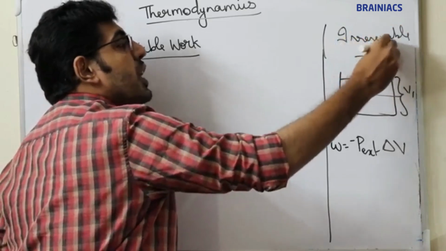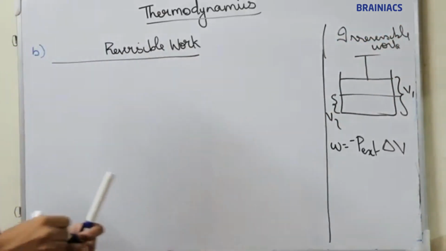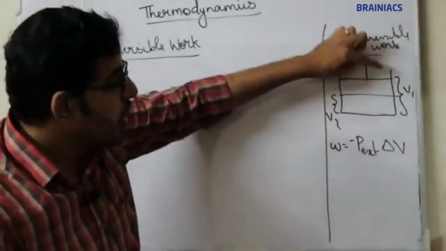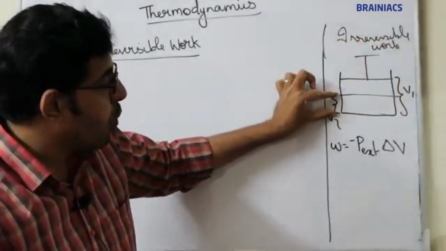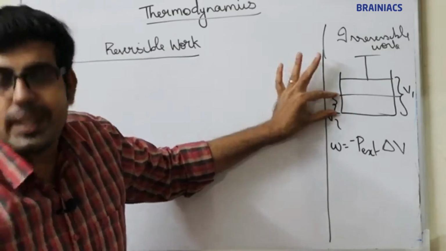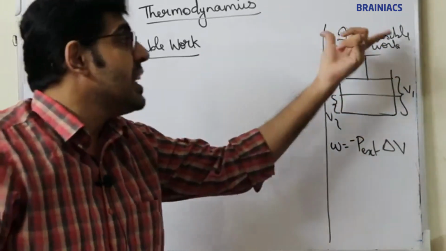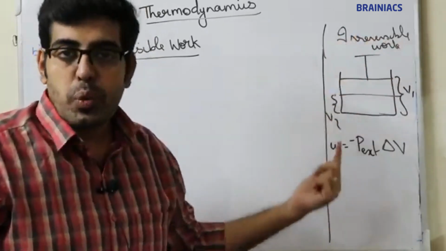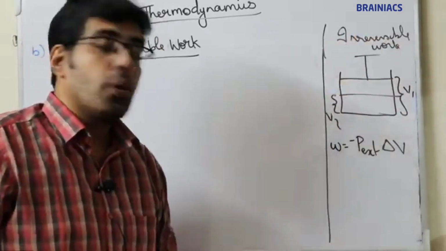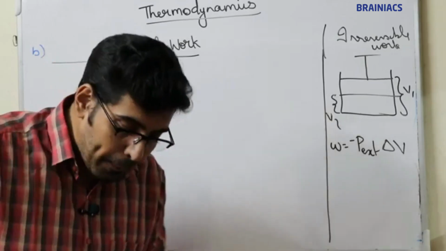So what are irreversible work? Work which take place, or when a piston move from V1 volume to V2 volume in a single step rapidly, then those works are known as irreversible work. Equation to calculate irreversible work is W is equal to minus P external into delta V.